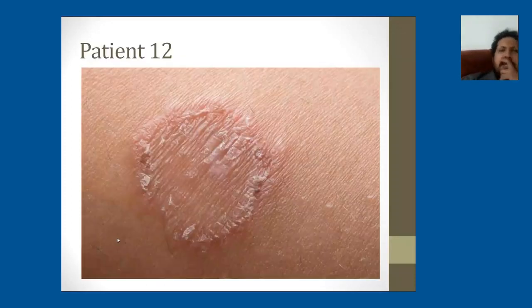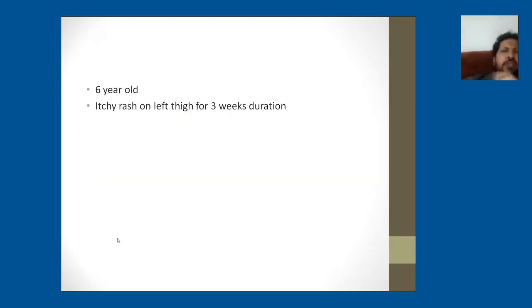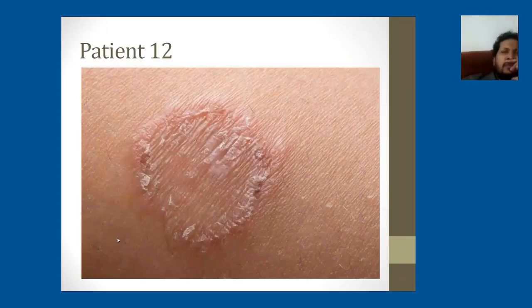Moving on, so this rash, it's an annular rash in a 6-year-old on the left inner thigh for 3 weeks duration. So what are the possibilities when you get a thing like this? Think of the common things first. What would you think of? An annular scaly itchy rash. Tinea, isn't it? You would think of a tinea, or ringworm, as you call it.